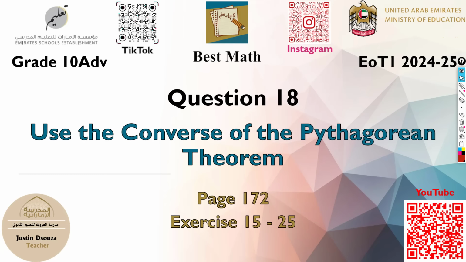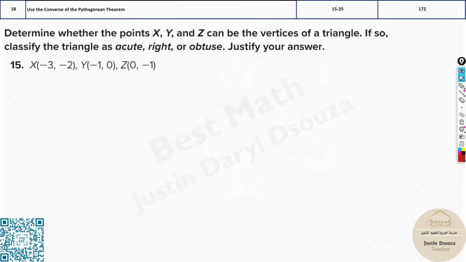Question 18 is using the converse of the Pythagorean theorem to determine triangles. Here we have been given coordinates. You can see the xy coordinates are all mentioned. And then we have been told, can this be a triangle? From these coordinates, can we make a triangle? And if so, which type of triangle is it? Is it acute, right, or obtuse angle?